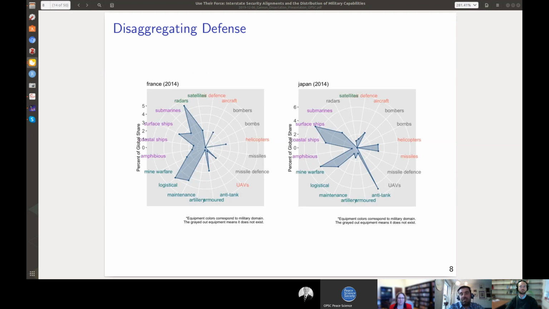If we look at the cases of France and Japan, these plots show, as a percentage of the world share, how much each country has of these particular assets. France has a lot of radar and a lot of logistical and maintenance vehicles. Japan has a lot more surface ships and coastal ships, and these are intuitive to us when we think about Japan having a coastline, being an island nation, and France having different needs within NATO and the history of its wars. And so my point is we should use this information beyond just aggregating military capacity. Military force should be seen as a toolkit, not just a tool, that states can employ in international affairs.